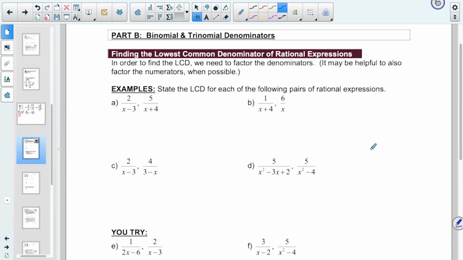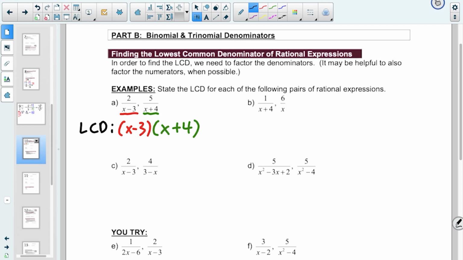So when we're looking at our first example here, 2 over x minus 3 and 5 over x plus 4, we can see that we have two separate factors here. They are not the same. So typically what happens in this case is we're just going to multiply our two factors together. So we'll multiply, first of all, the x minus 3 as our first portion of that LCD. And the next portion is going to be that second denominator. So we essentially are multiplying those two together.